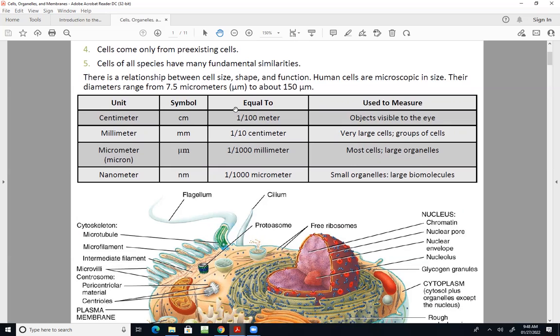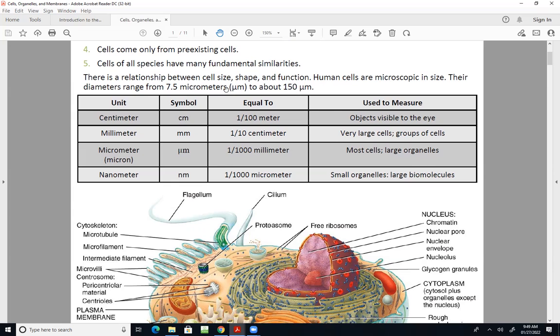I mentioned this the other day, but human cells are microscopic in size, meaning we can't see them with the naked eye. We need a microscope. Diameters of a cell will range from 7.5 microns, or micrometers, very, very tiny, to 150 micrometers.